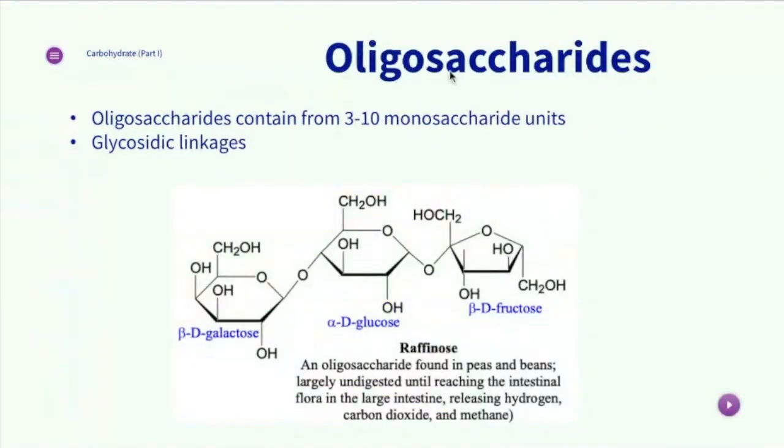Next is the oligosaccharide. It consists of 3 to 10 monosaccharide units linked by glycosidic linkages. For example, raffinose: beta-D-galactose interacts with glucose and also fructose. All these three monosaccharide units form raffinose, which is a type of oligosaccharide.